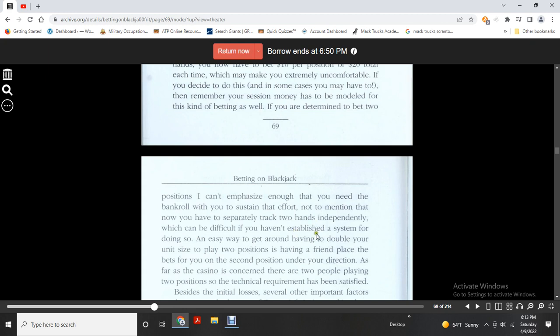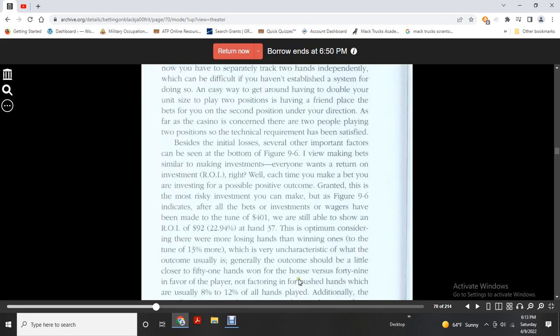An easy way to get around doubling the unit size when playing 2 positions is having a friend place bets for you in the second position under your direction. As far as the casino is concerned, there are 2 people playing and the 2-position technical requirement has been satisfied.